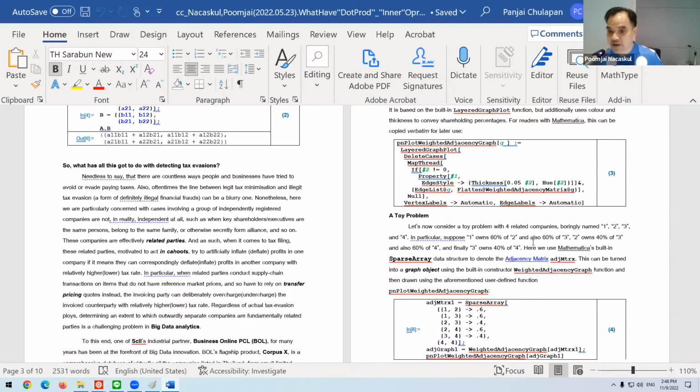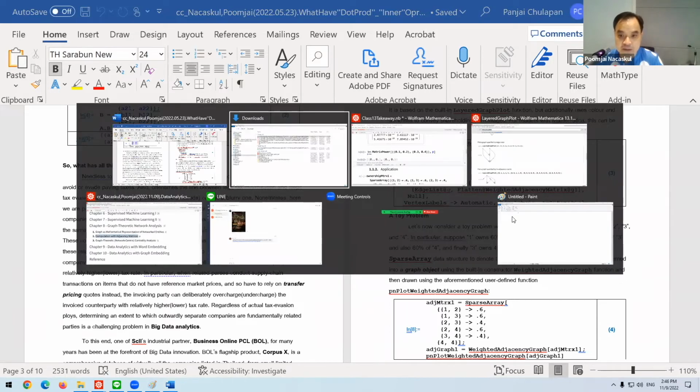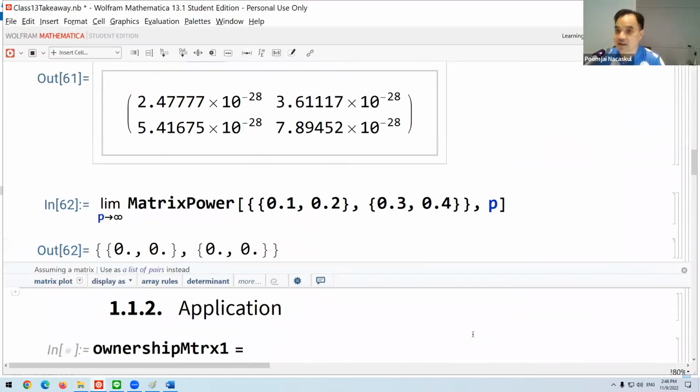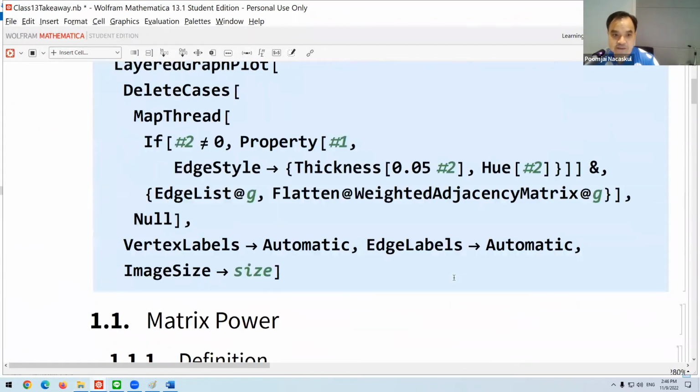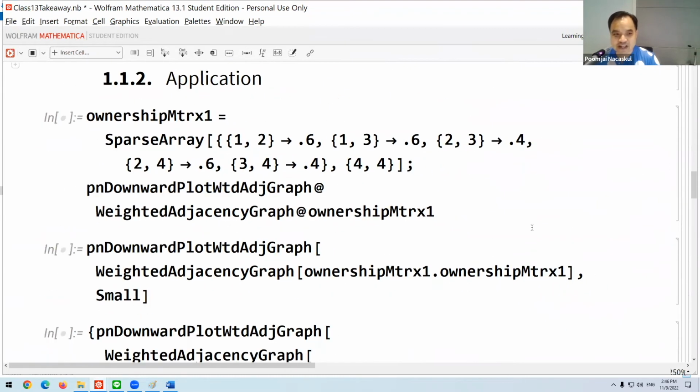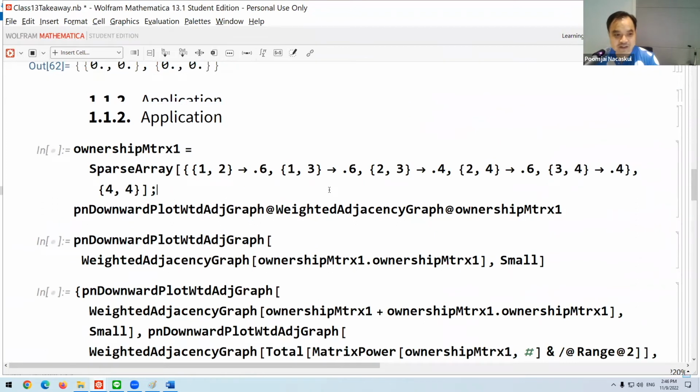So let's see how this is done. Well, it's done in takeaway number 13. So I'm going to make an artificial example, and to make it interesting, this is what it looks like.